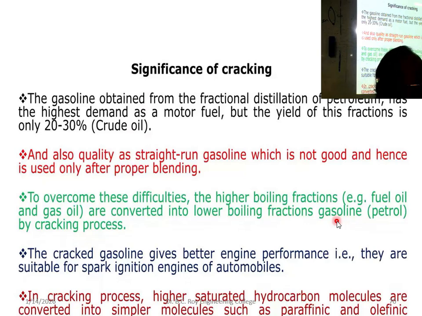The petroleum fractionating column is the separation of different fractions from petroleum. Straight run gasoline: if it is used directly after the fractionation, without further modification, it is called straight run gasoline. Usually, it is further refined.